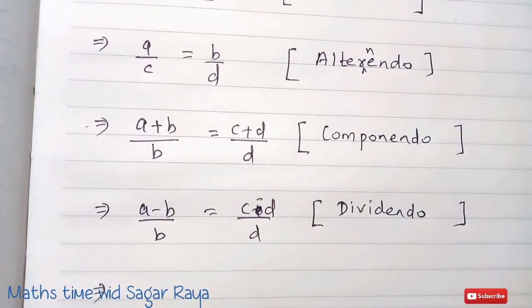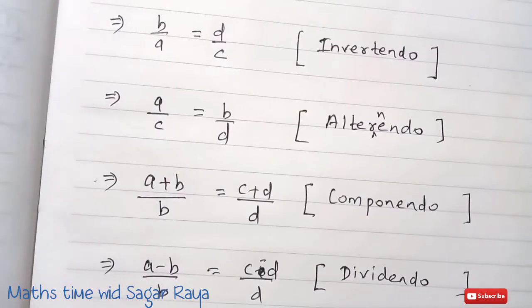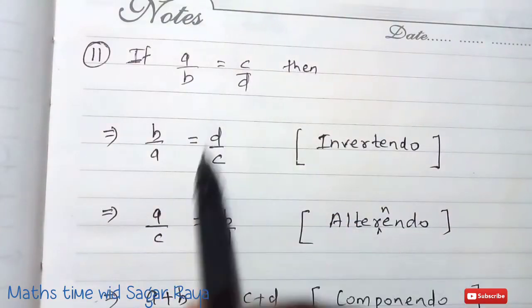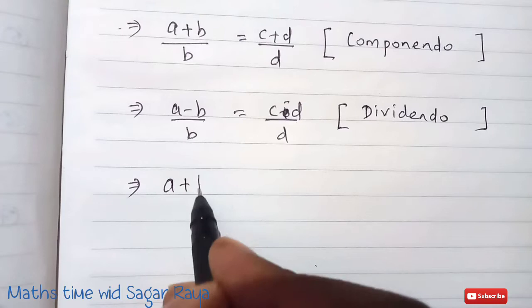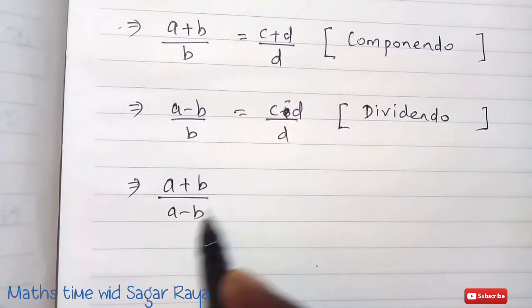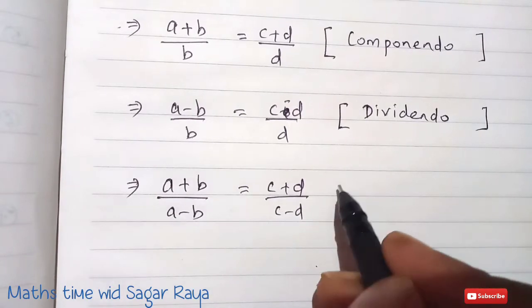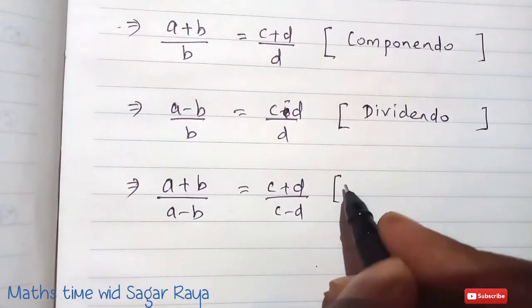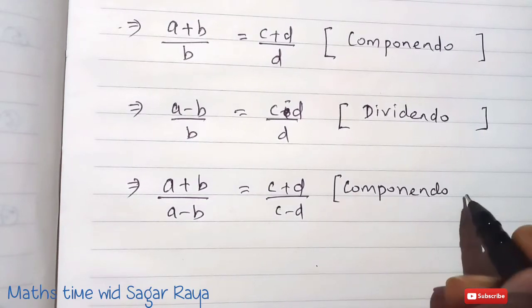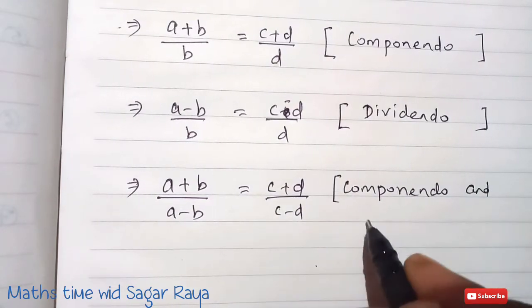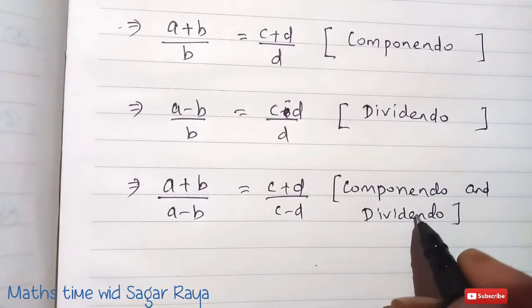And then the last one, if a by b is equal to c by d, then (a plus b) whole divided by (a minus b) is equal to (c plus d) whole divided by (c minus d), and this relation is known as componendo and dividendo.